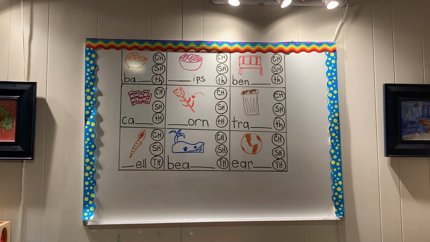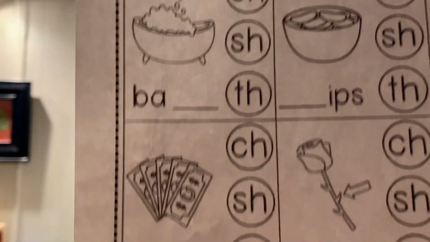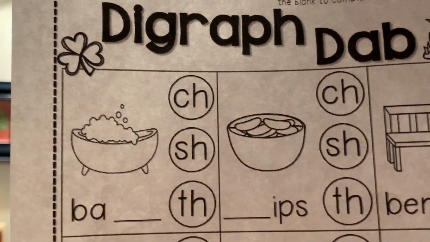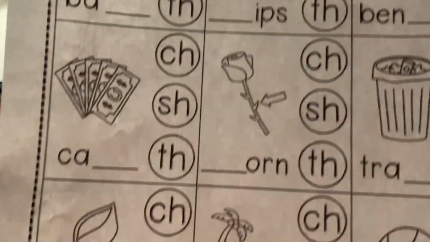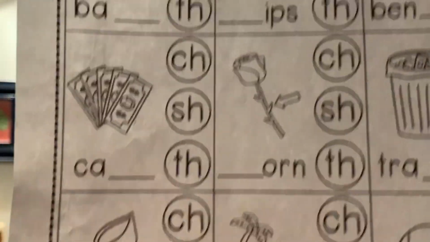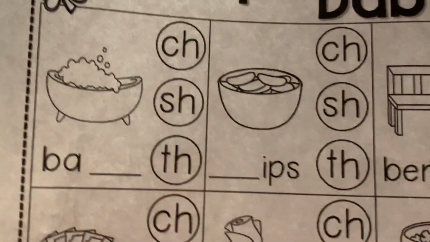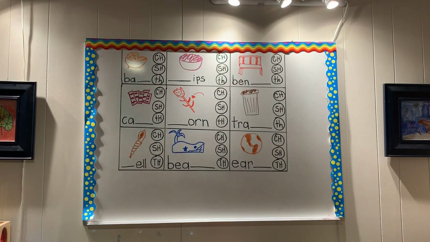All you need to do if you want to participate in today's lesson is ask your mom and dad for your digraph dab worksheet. They have it on their computer. All they need to do is print it out, give it to you, and you'll be ready to go. Once you find a pencil and a quiet place to sit, we can get started.